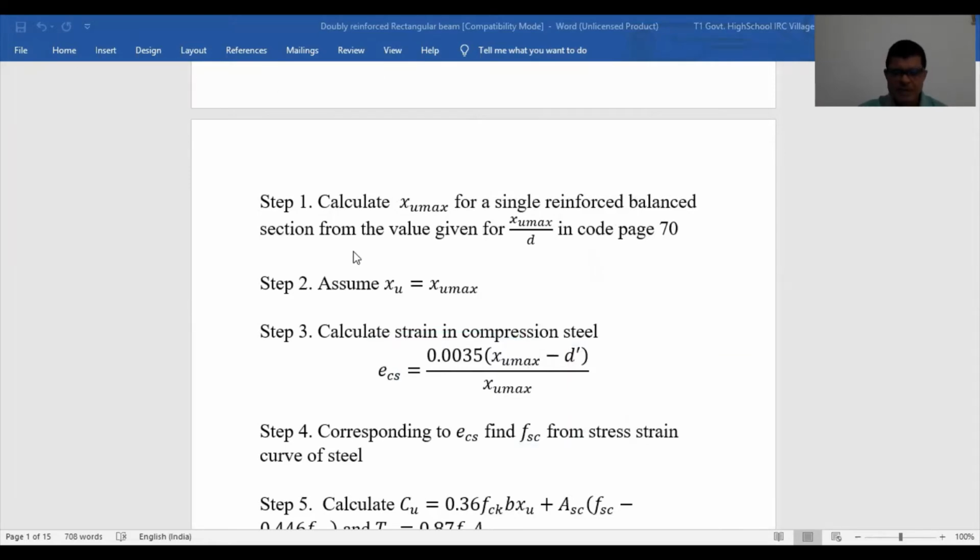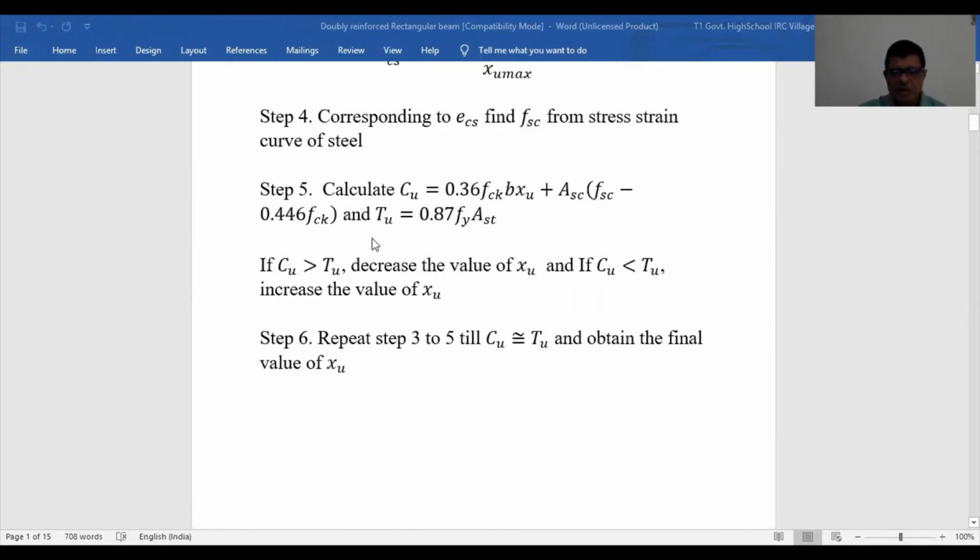Values of forces. What is the compressive force, and what is the tensile force? If we take the compressive force, it is equal to the force due to the concrete above the neutral axis, 0.36 fck b xu. Above the neutral axis, that is the value of this concrete block, and then you have the area of steel here. So Asc into the stress is fsc minus 0.446 fck.